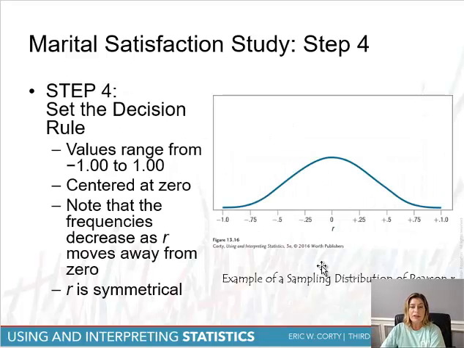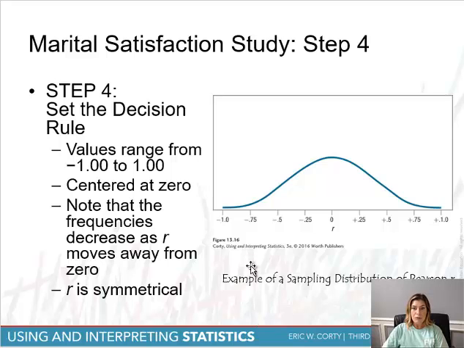So now we have to set our decision rule. So here's the distribution of values of R. Remember I told you that R can range anywhere from 0, where there's not a relationship at all, to 1, either positive 1 if it's a positive relationship, or minus 1 if it's a negative relationship. 1 on either side means it is a perfect relationship. So this is the distribution.